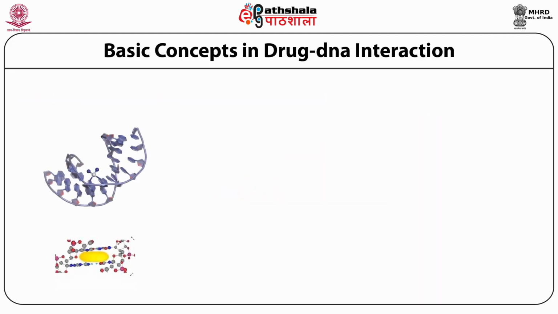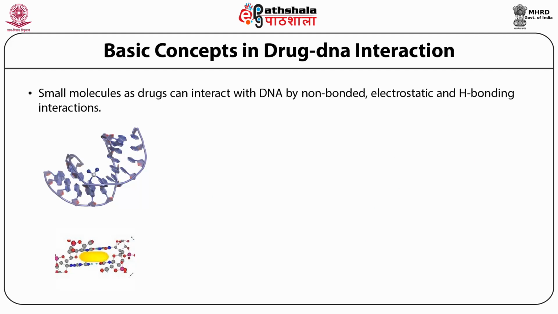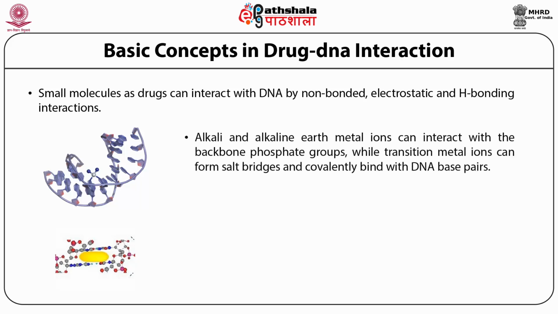Let me give you some basic concept in drug DNA interaction. Small molecules as drugs can interact with DNA by non-bonded, electrostatic and H-bonding interactions. For example, if you take metal ions, alkali and alkaline earth metal ions can interact with the backbone phosphate groups, while transition metal ions can form salt bridges and covalently bind to DNA bases.